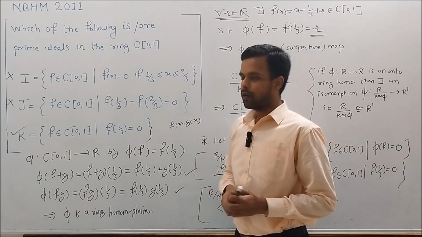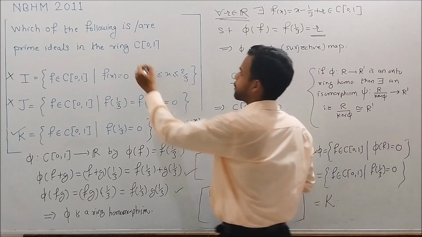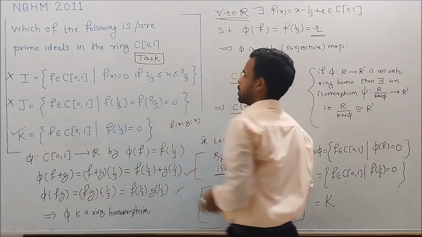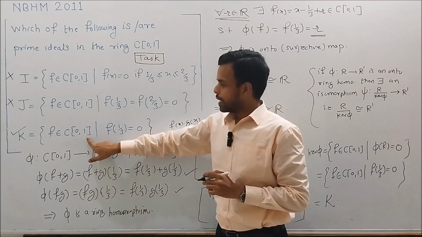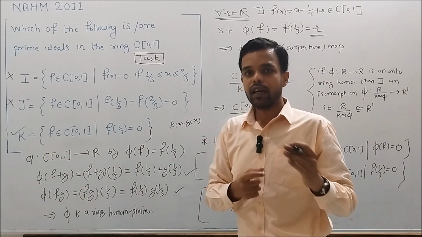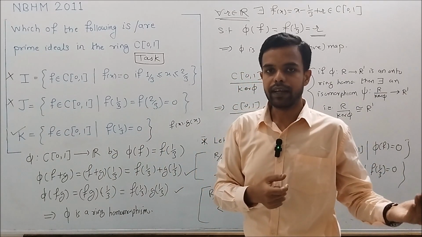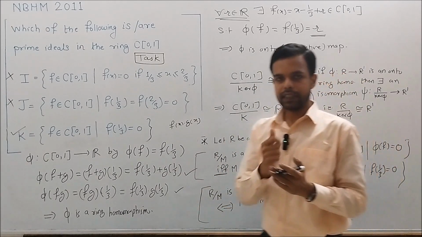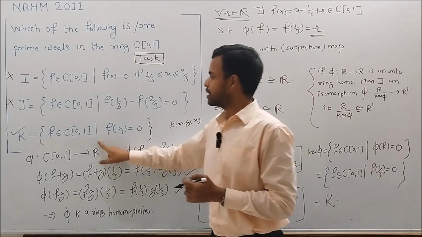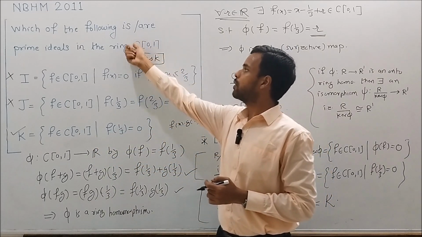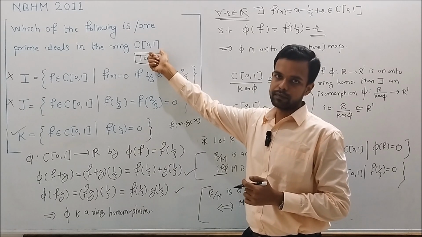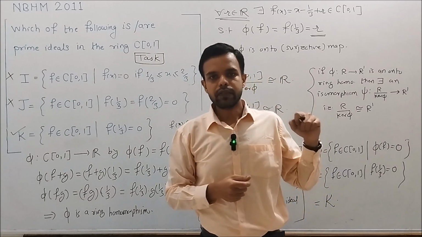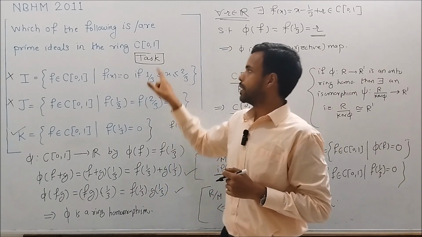Now I want to give you a task. Prove that this ideal K is a maximal ideal using the definition of maximal ideal, not by using this result. That is, use the definition of maximal ideal to prove that the ideal K is a maximal ideal of the ring of continuous functions over the closed interval [0, 1]. If you have any difficulty in proving this task, then please comment on this video. I will make a separate video on this task.